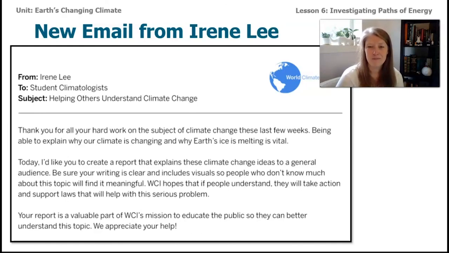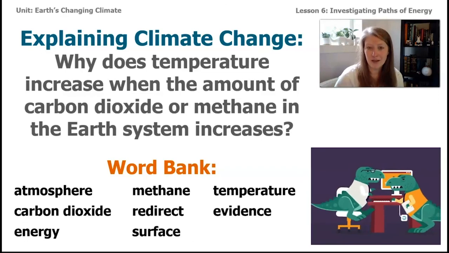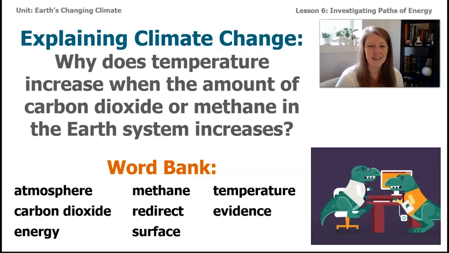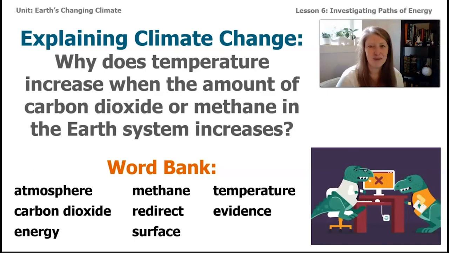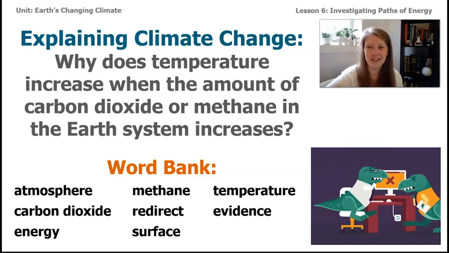We appreciate your help. So from this email, we do understand that when someone isn't exactly clear on the science behind why the ice is melting or why the temperature is changing, then they're less likely to make changes in the way that we're doing things on our planet. And so as you explain this to someone else, what are some of the things that you want to make sure that you capture? So the question we're trying to figure out is, why does temperature increase when the amount of carbon dioxide or methane in the Earth system increases? And so you have a bunch of words that you can use: atmosphere, carbon dioxide, energy, methane, redirect, surface, temperature, evidence. Try to use every single one of these words in your explanation.